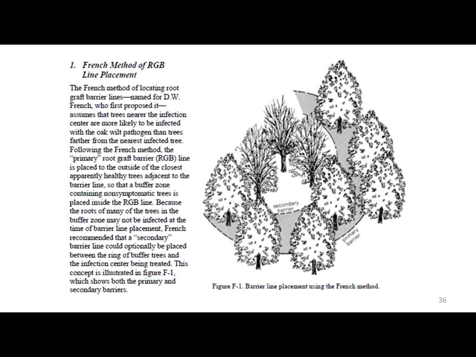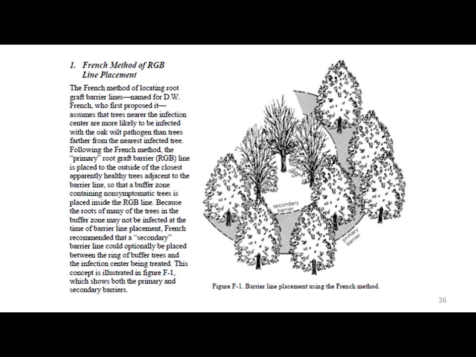So there's a lot of different ways in which you can go about placing your barrier lines in the soil. This was a model developed by Dr. Dave French at the University of Minnesota. And there is an art to where you place these barriers. In French's model, he actually talked about placing a secondary barrier right next to your infected trees, in between your infected trees and your first tier of asymptomatic healthy trees. And then also a primary barrier further out, so you have 2 plow lines that he recommends putting in there.